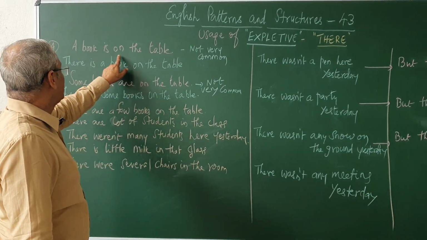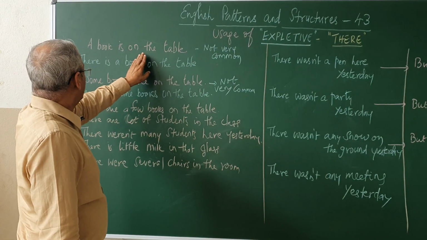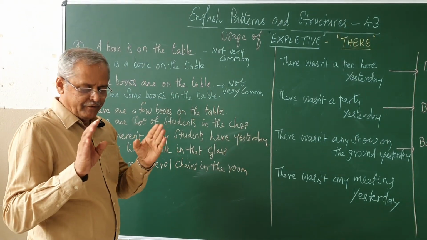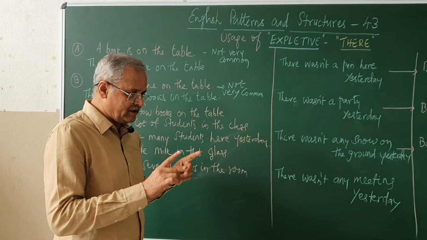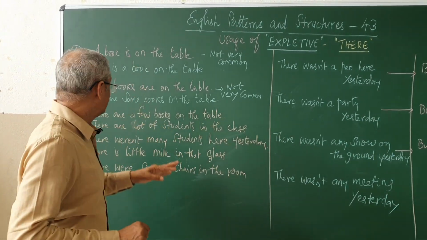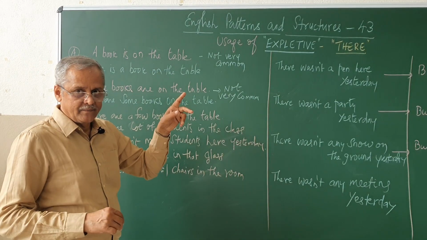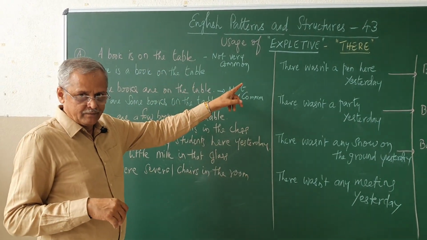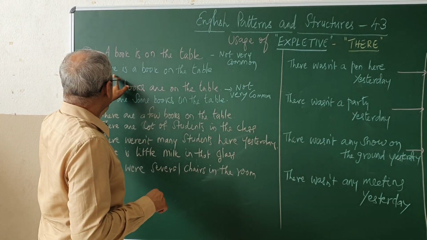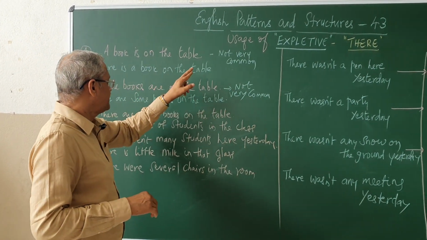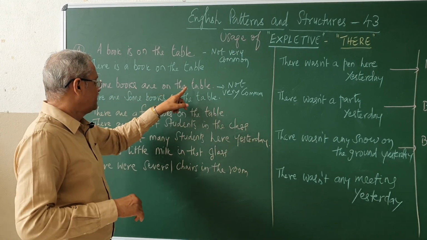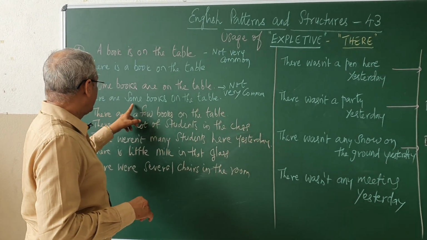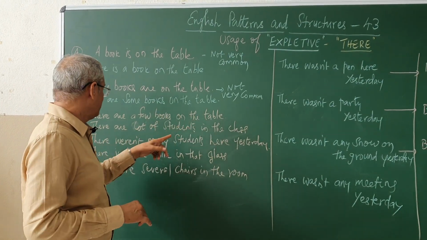See, 'A book is on the table' is not a very common sentence. When we want to say the book is on the table, the correct way of telling it is 'There is a book on the table.' So, 'a book is on the table' is not a common way of expression, so we use 'there' here: there is a book on the table. 'Some books are on the table' is also not common, so we say there are some books on the table.